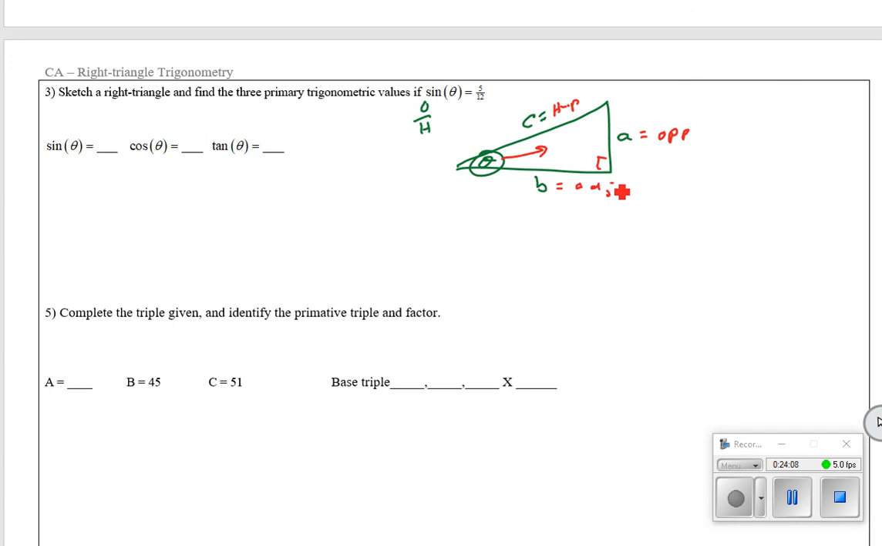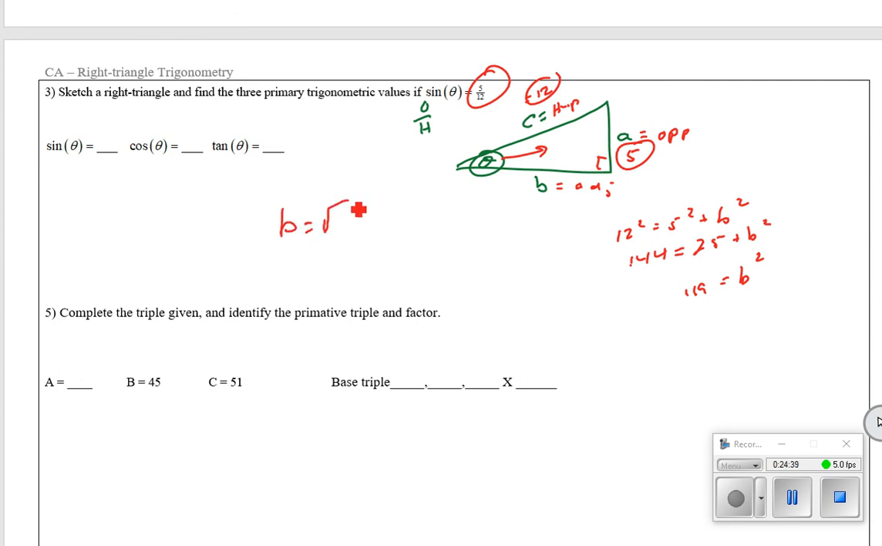And I know that the sine is 5/12, so A is going to be 5. C is going to be 12. And from Pythagoras, 12 squared equals 5 squared plus B squared. Which is B squared is 119, which doesn't have a nice square root. So B is the square root of 119.